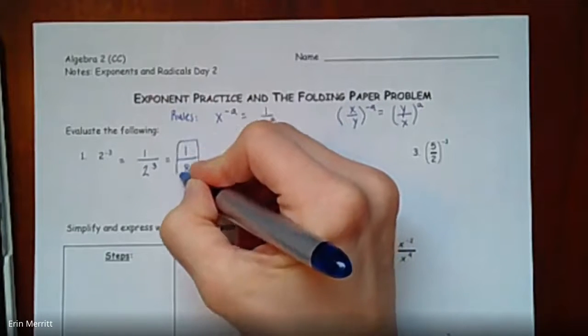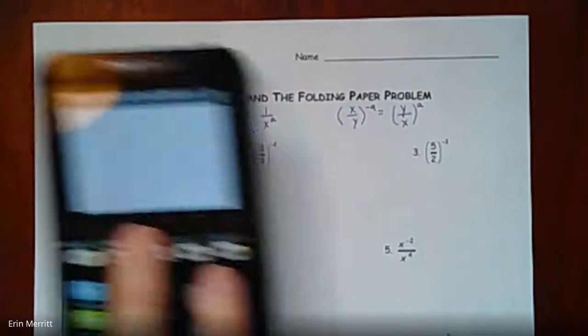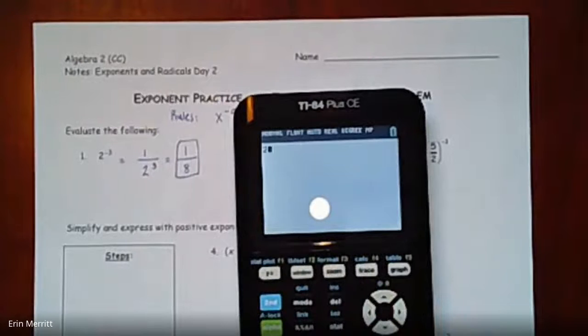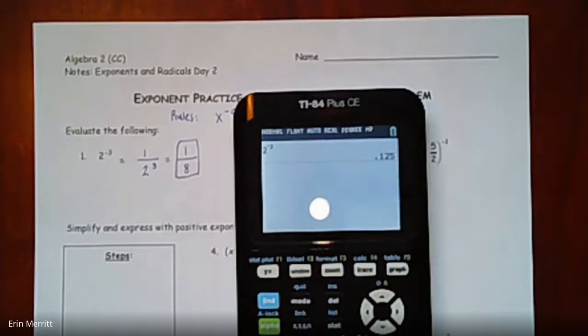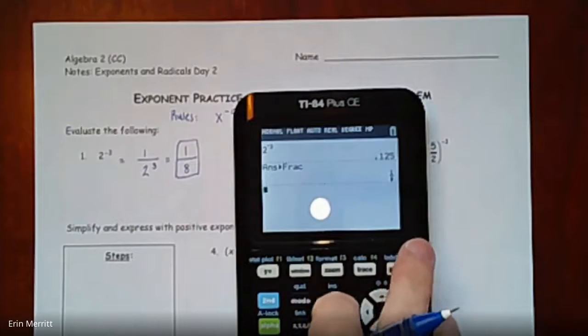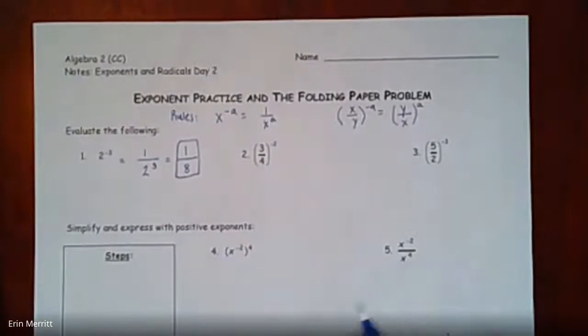And there we go. And now keep in mind, on your calculator, you can do 2 and raise it to the negative third power. It'll give you a decimal. And then you can math frac it to double check your answer there. So that'll confirm that 1/8 for your answer. Otherwise, try it without your calculator.